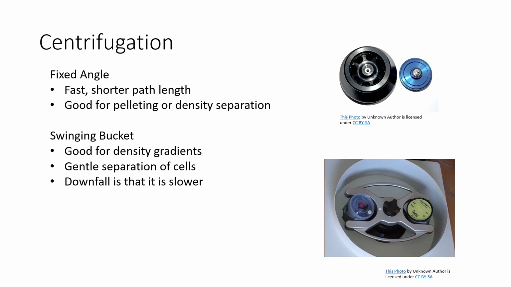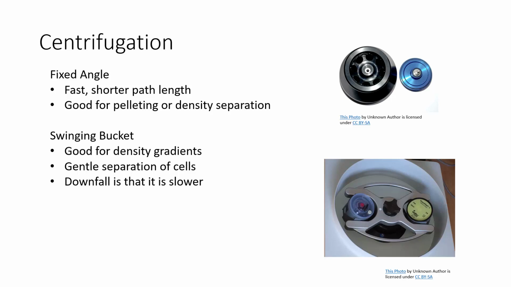There are fixed angle and swinging bucket types of centrifuges. Fixed angle is pictured here at the top. It has a fixed angle that you put the tube in. It allows for a fast and shorter path length, and it's good for pelleting or density separation. We like to use fixed angle in molecular diagnostics, for example, to pellet away the cells from the genetic material that we're trying to isolate.